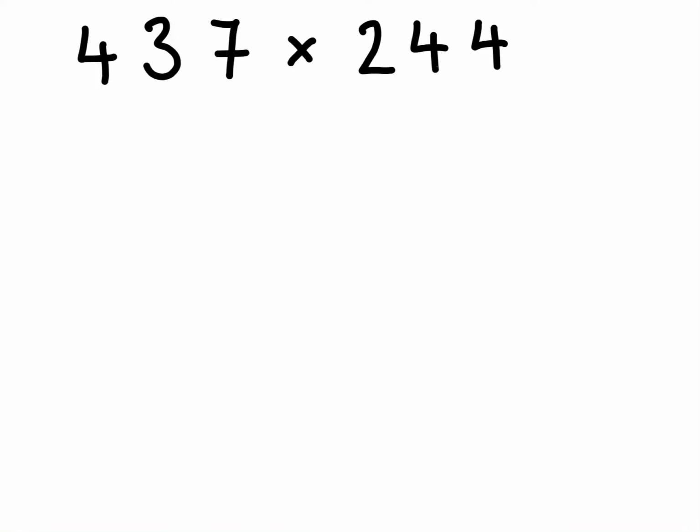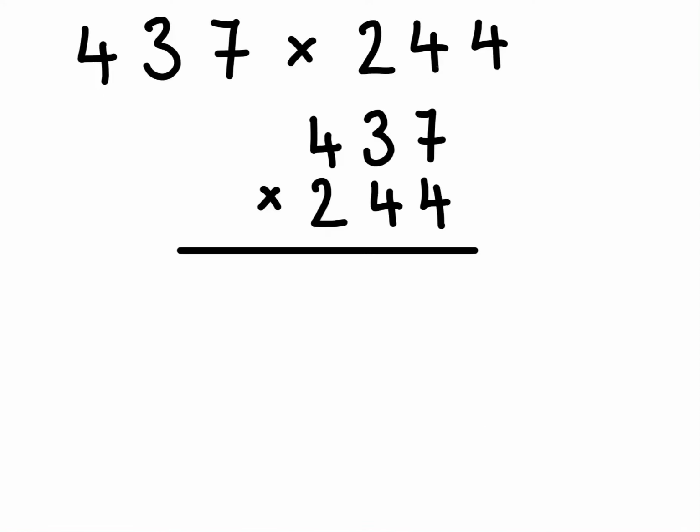Next we have 437 times 244. Again with the biggest number on top. We're going to start off on the far right side again. We have 4 times 7, which will give us 28. Of course we can't have a double digit number, so we're going to carry that 2 for the next number. Then we have 4 times 3, which will give us 12. Add the 2 will give us 14.